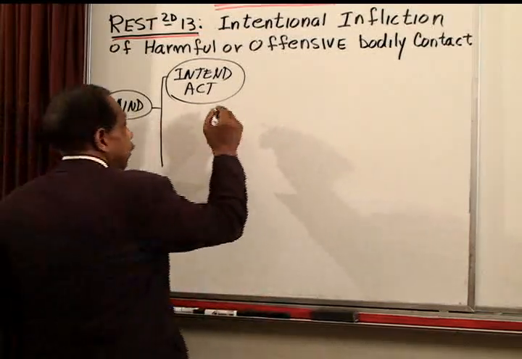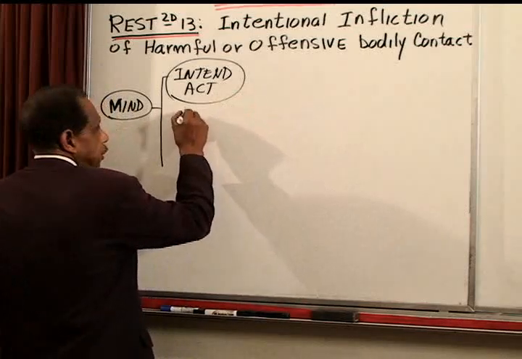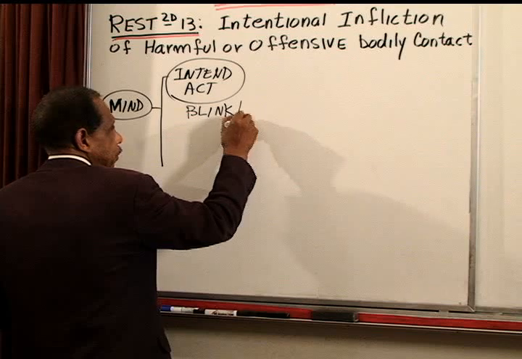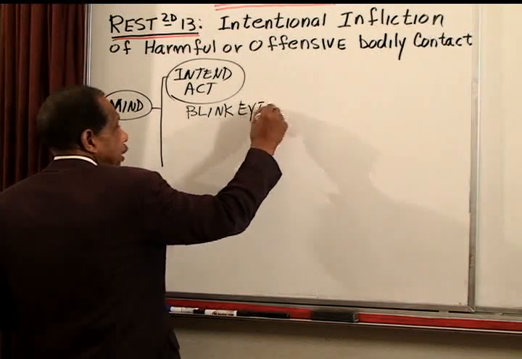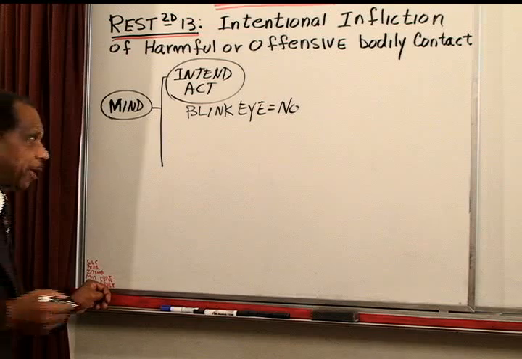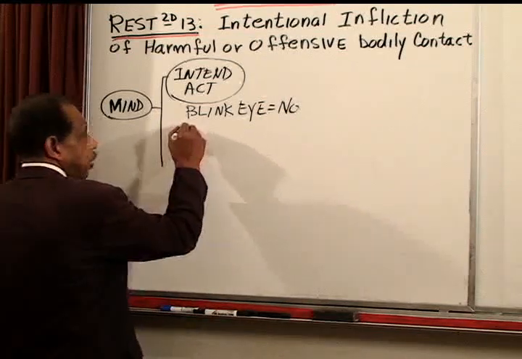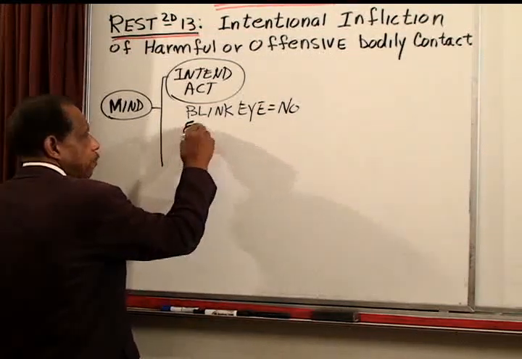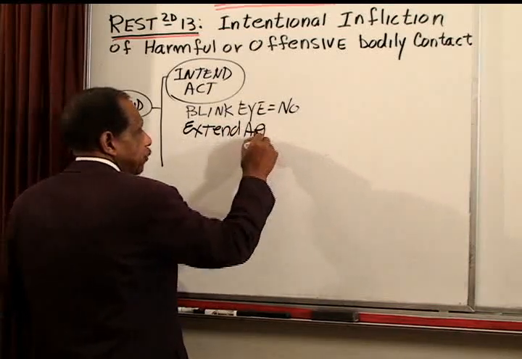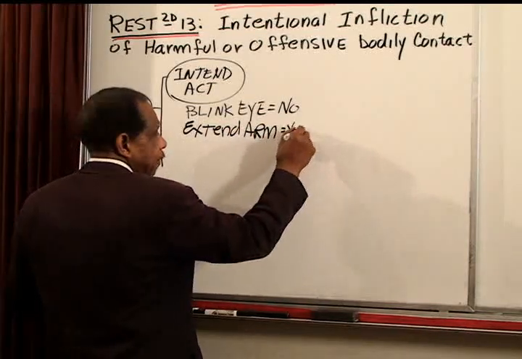So we'll make a note here that the blink of an eye, that is a no. That's not what's called a volitional act. Whereas bracing a fall, extending the arm to brace a fall, that's a yes.